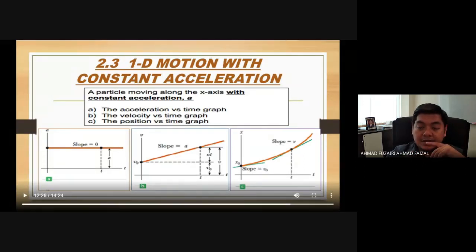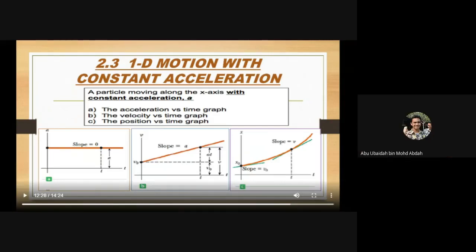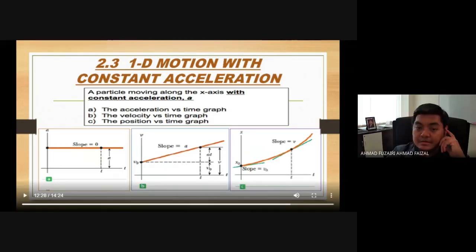Kamu tak ada kelas pukul 1 eh? Ada kelas ke pukul 1? Tak ada. Okay. Saya cuba tunjukkan sikit soalan yang mana yang boleh.